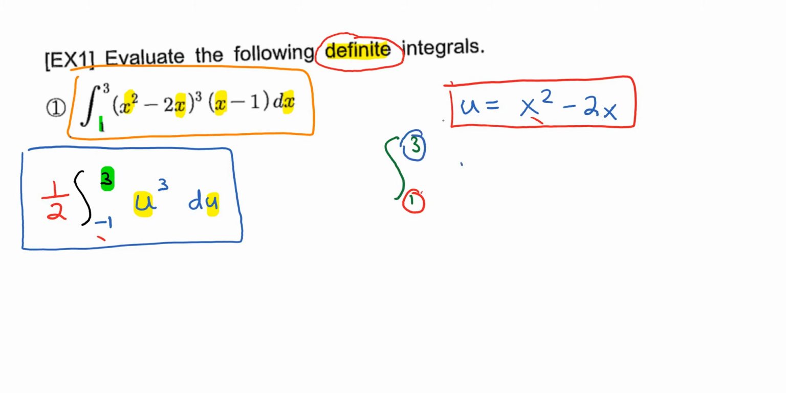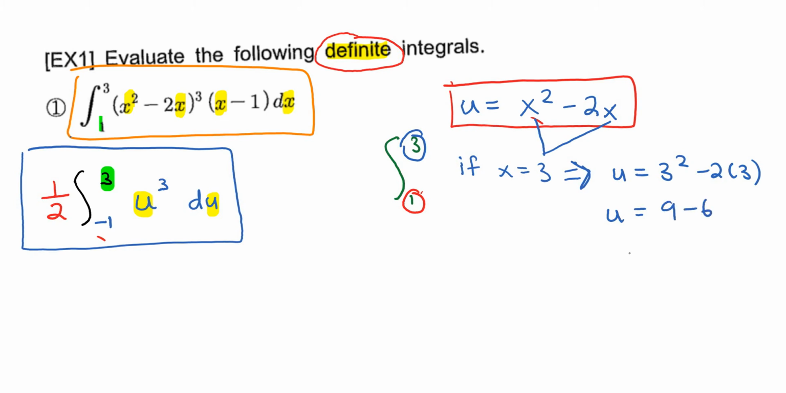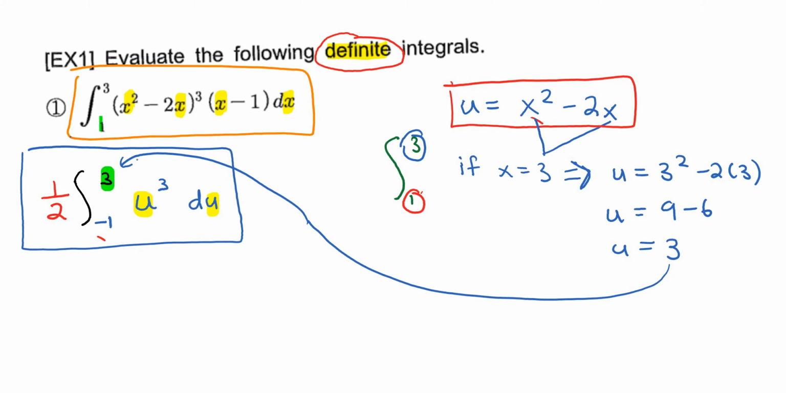So if x equals 3, that means all the x's will now change with 3. This implies that u would equal 3 squared minus 2 times 3, and that would be u equals 9 minus 6, and u would equal 3. Okay, so we kind of lucked out there, because my new upper bound actually ends up being exactly the same number as what it was in the original problem, so I don't need to change my upper bound.